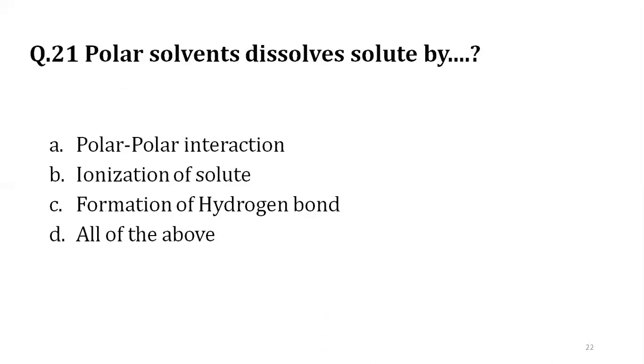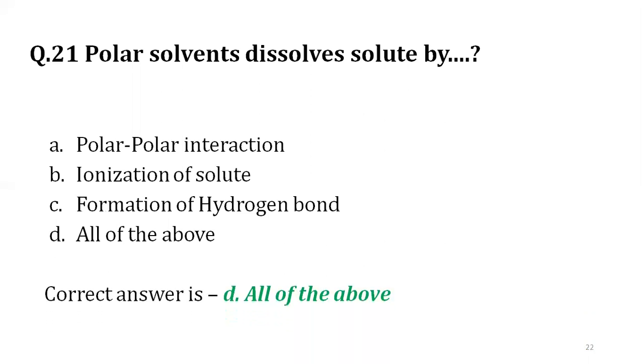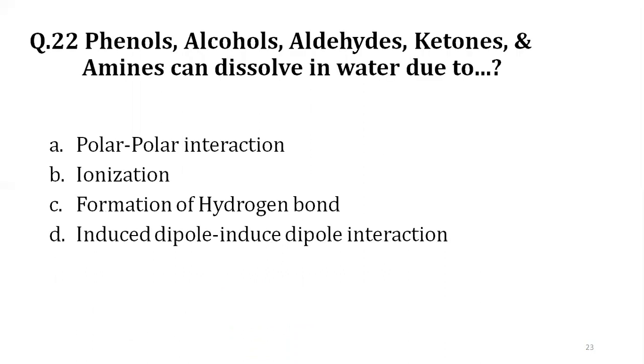Question number 21. The polar solvent dissolves solute by option A, polar interaction, B, ionization of the solute, option C, formation of the hydrogen bond, and D, all of the above. So the correct answer is D, all of the above. Okay, so whether your substance is polar, if it is ionic, and if it is able to form the hydrogen bond, as per the Hildebrand concept, then your polar solute can be dissolved into the polar solvents. So the correct option, all of the above.